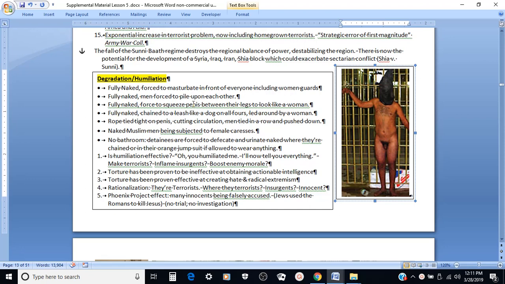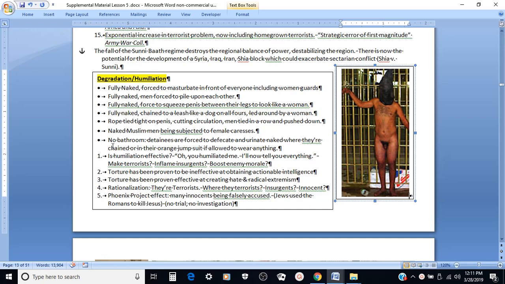Fully naked, forced to squeeze the penis between her legs to look like a woman. Fully naked, chained to a leash like a dog on all fours, led around by a woman. Rope tied on penises, cutting off circulation. Men tied down a row, and then the first guy pushed down, pulling down each other by their penises. Naked Muslim men being subjected to female caresses. They don't like that.